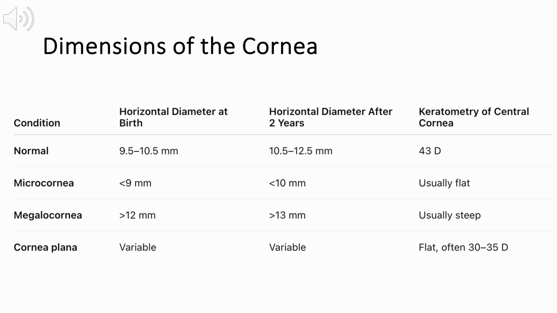Megalocornea features a diameter greater than 12 millimeters at birth and over 13 millimeters after age 2, typically presenting with a steeper corneal profile. Cornea plana shows variable diameters at all ages and is characterized by a notably flat cornea with keratometry readings often in the 30 to 35 diopter range.